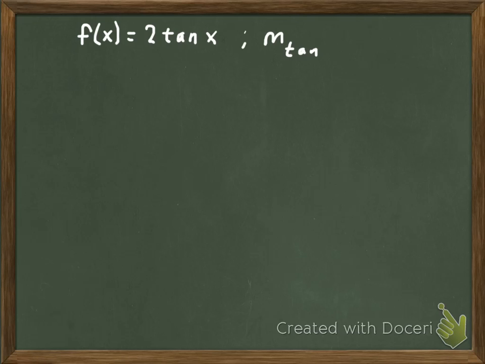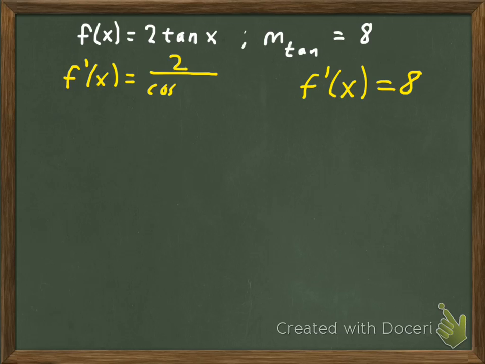Just rewriting the function so we've got it in front of us, and rewriting the fact that we now know that the slope of the tangent line is equal to 8. And let's see how we can find out the values of x for which that would be true on the interval from 0 to 2 pi. Okay, so the slope of the tangent is equal to 8, meaning that f prime of x has to be equal to 8. So if we can find out what the derivative of f of x is, we can set that equal to 8, and then we'll have our answer. Right, and f prime of x is going to be equal to 2 over the cosine squared of x. Alright, so set those two things equal to one another.